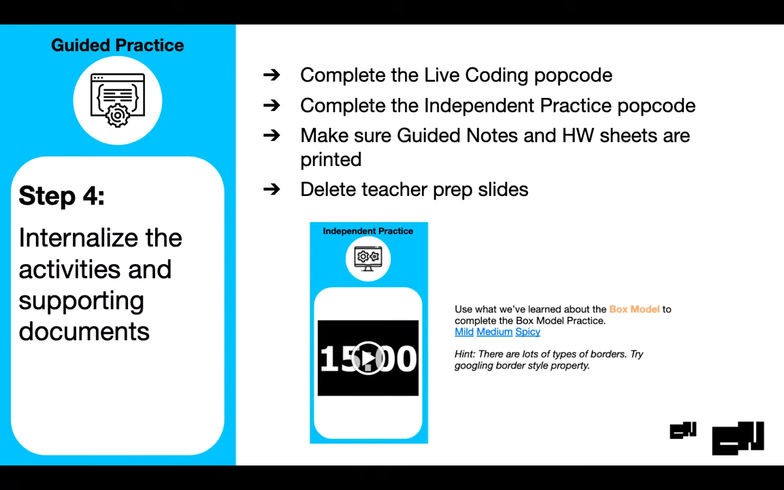Next, you'll need to internalize the activities and supporting documents. You should complete the live coding Popcode so that you are ready to do it live in class. Complete the independent practice Popcode so that you'll know what students need to learn by the end of class, and make sure that the guided notes and homework sheets are printed. These will probably be printed by your teacher liaison, but you should check with your program manager to make sure. And then delete the teacher prep slides so that your presentation is ready to be viewed by students.